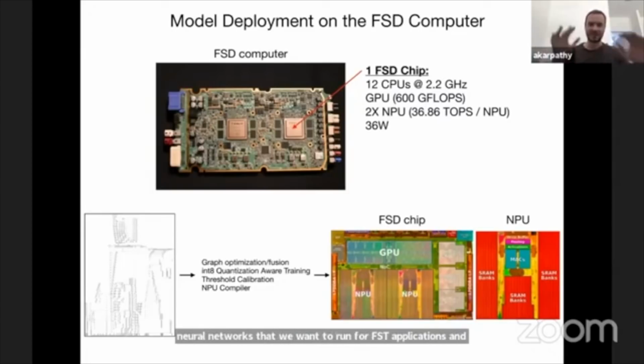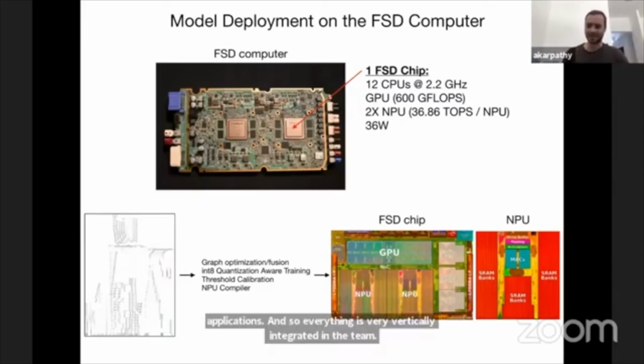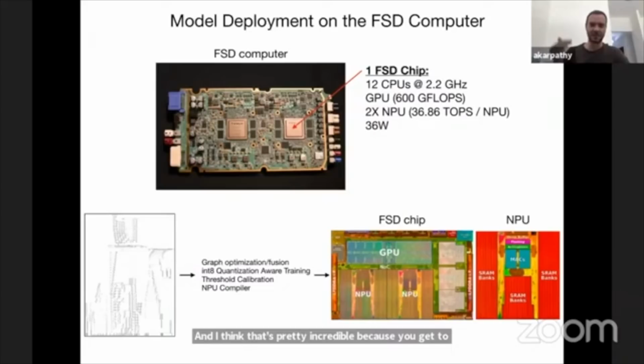And so everything is very vertically integrated in the team. And I think that's pretty incredible because you get to really co-design and engineer at all the layers of that stack. And there's no third party that is holding you back. You're fully in charge of your own destiny, which I think is incredibly unique and very exciting. And then we have a deployment pipeline here where we take these neural networks and we do a lot of typical graph optimization, fusion, quantization, threshold calibration, and so on, and deploy it on our chip. And this is in the customer's cars, and these neural networks run there.